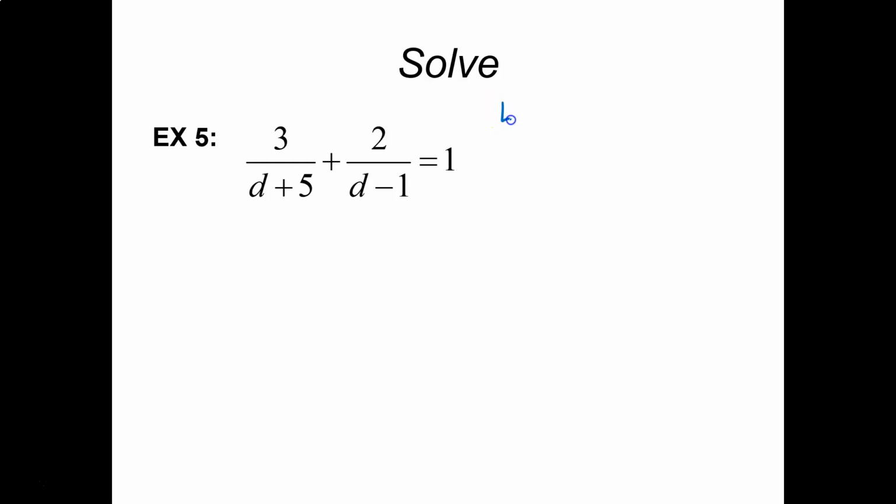Tell me, what should the least common denominator be for this problem? D plus 5, D minus 1. Remember that 1 right there has a denominator of 1. You need all of them to be D plus 5, D minus 1. So I want you to try this one on your own.